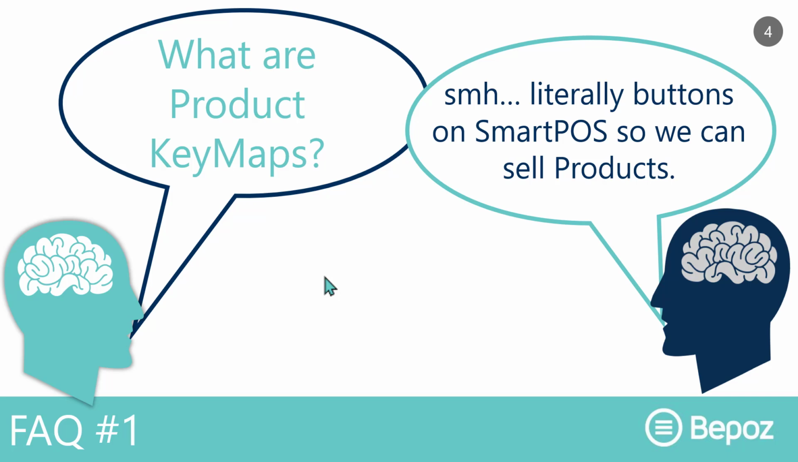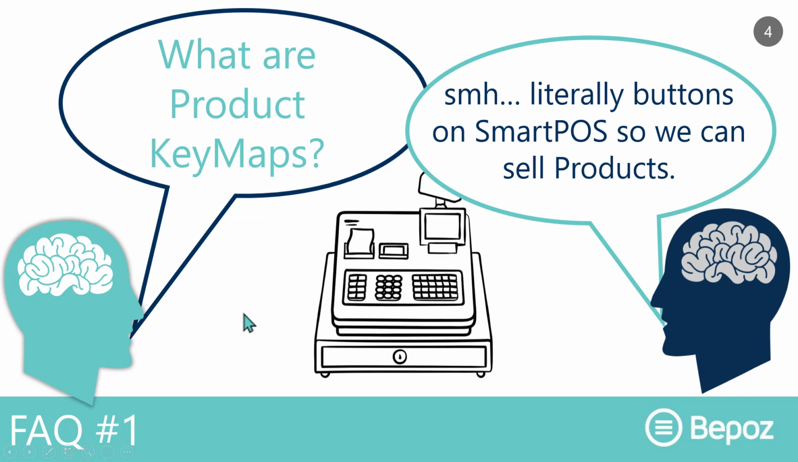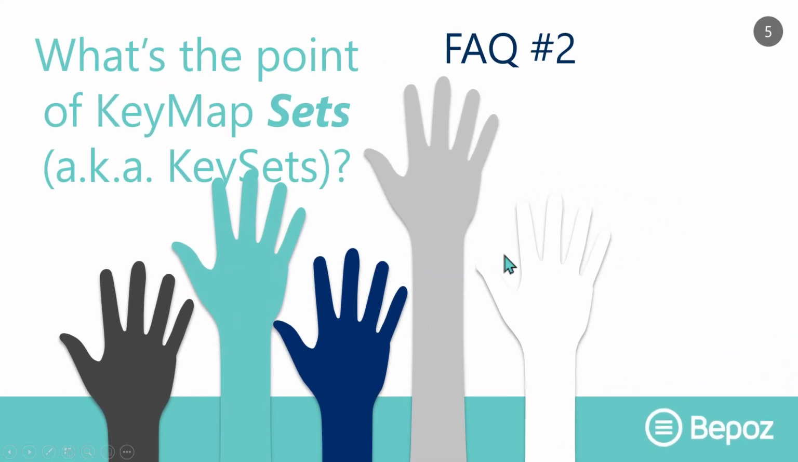But the essence is really no different than an old manual till with programmable buttons that could all be set up for specific products or specific price points. One point of difference, though, that we'll touch on more in a minute, is that we can add buttons to key maps that can include either an entire product group or a mix of products on what's called a key list. More on that in a second.